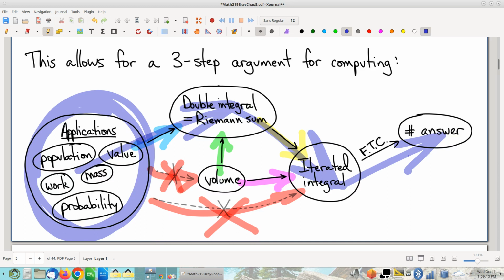So this is why this little green arrow matters. At least in the way I'm presenting it here, this is what allows me to draw this yellow arrow. This is what allows me to connect the thing that fits with applications to the thing that I can get to answers. Okay. All right. How are we doing? Is everybody on board?